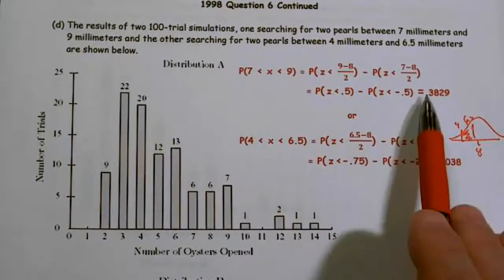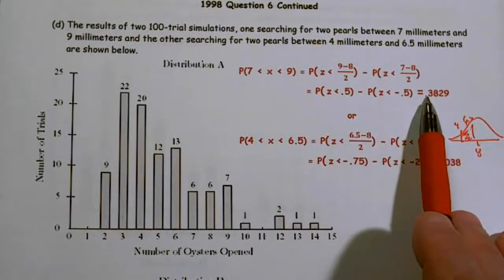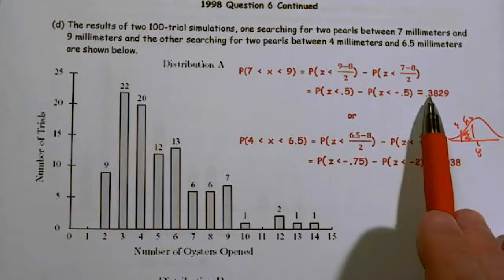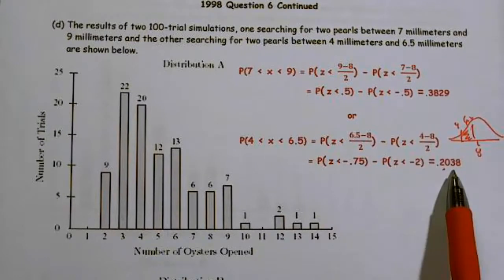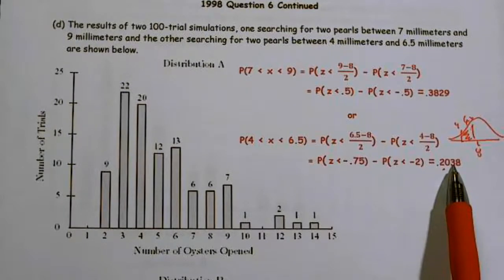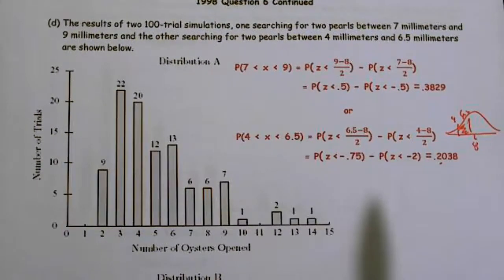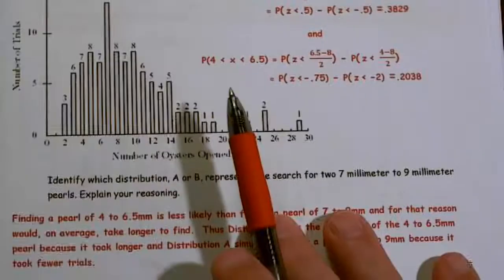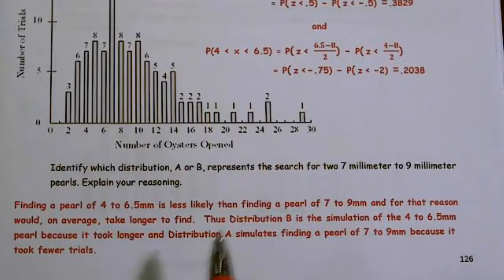Well, because this is a larger probability, I would expect that to be the one that happened faster. This is the one, because it's a smaller probability and less likely, I would expect it to take longer to happen, or be less likely to happen. So I could have used that as my explanation, and that would have been a fine full credit answer.